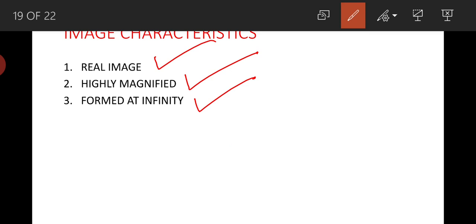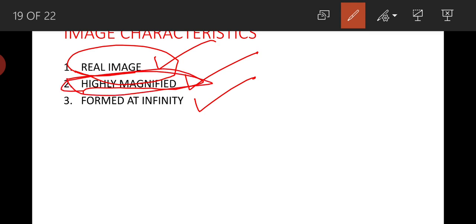First of all, the image is not formed at all, so there is no meaning in saying real image. But since the light rays are moving on the other side, we say real image, and if at all the image forms at infinity, it will be a highly magnified image. That is why we say it is a highly magnified image.